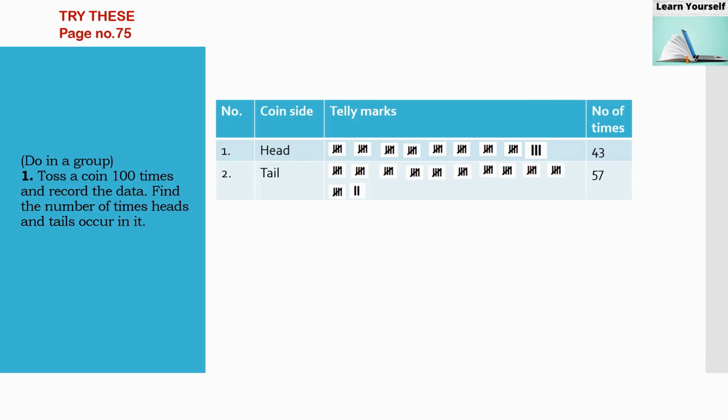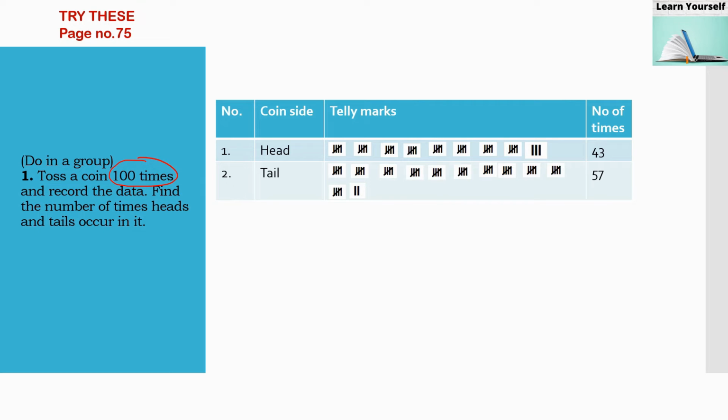Try these sums from chapter number 3, page number 75. First question is: toss a coin 100 times. So we have to toss a coin 100 times and record the data. Find the number of times heads and tails occur in it. There are only 2 possibilities when you are tossing a coin: either you will get head or you will get tail.